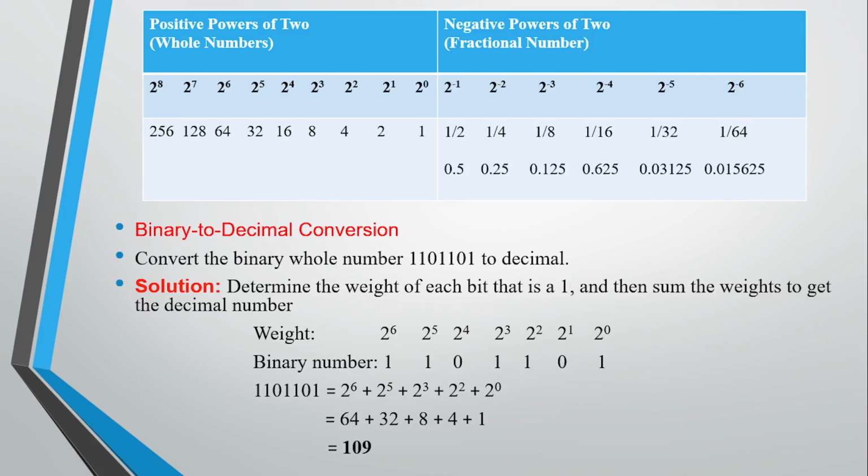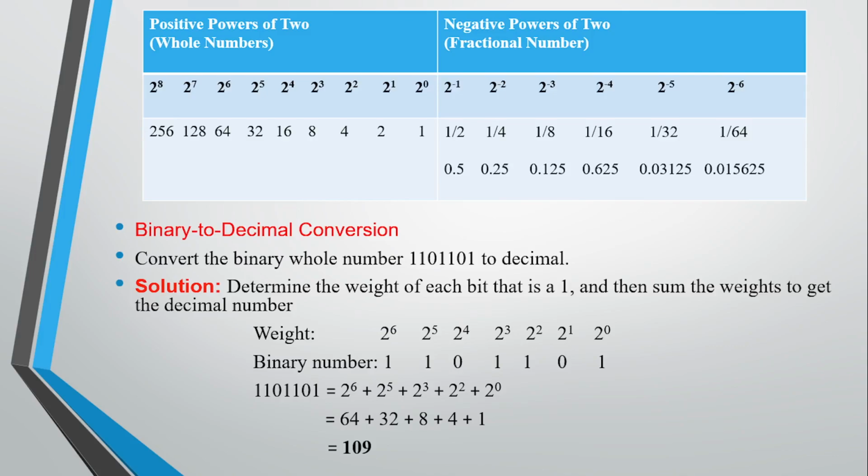And what about for a fractional number? It will be towards the right after the binary point, that is 2 raised to minus 1, 2 to the power minus 2, minus 3. 2 raised to minus 1 is 1 by 2, 0.5. 2 to the power minus 2 is 1 by 4, 0.25. 2 to the power minus 3 is 1 by 8, 0.125. 2 to the power minus 4 is 1 by 16, 0.0625. 2 to the power minus 5 is 1 by 32, 0.03125. 2 to the power minus 6 is 1 by 64, 0.01562 and so on.